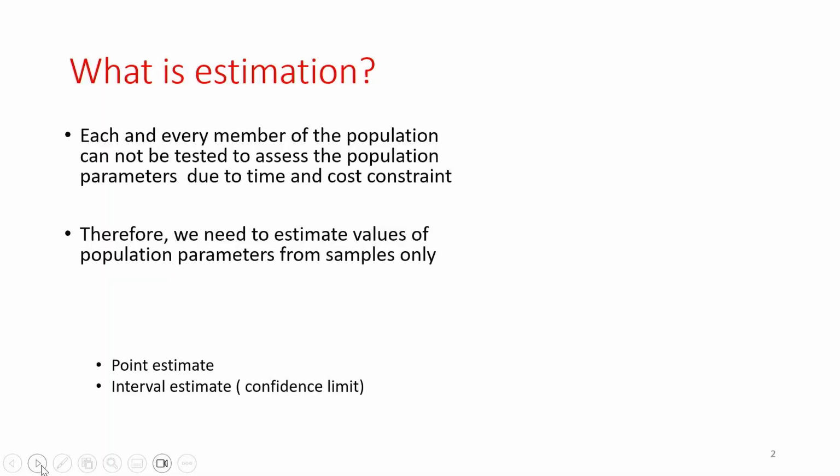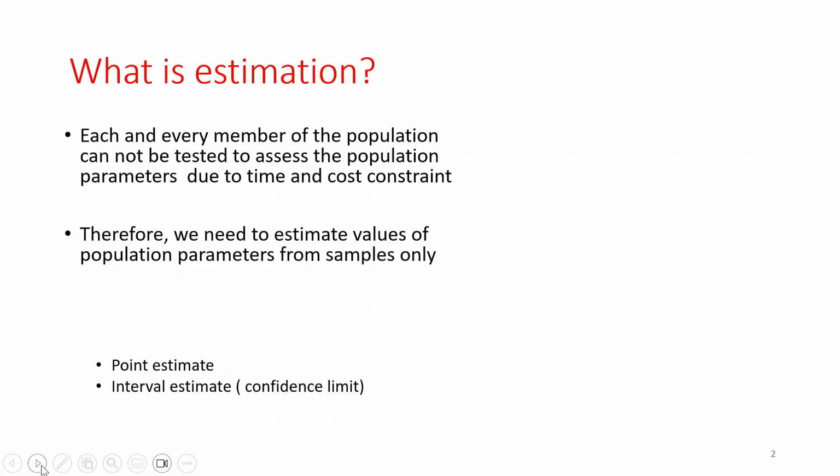Suppose I give you 1 ton of cotton yarn, where there are maybe, arbitrarily I'm saying, 10,000 cones or cheeses. Now if we want to know some parameter about the cotton yarn, is it not possible to test all 10,000 cones or cheeses? It is impossible because of time and cost constraint. So what we need to do then? We need to estimate the values of the population parameter based on samples only.